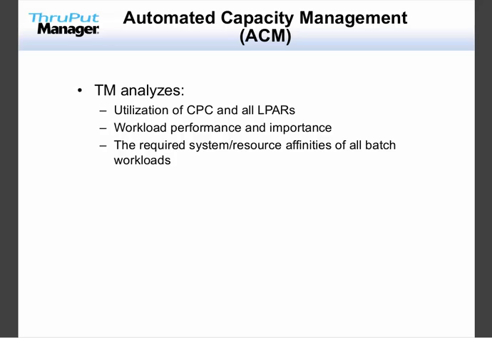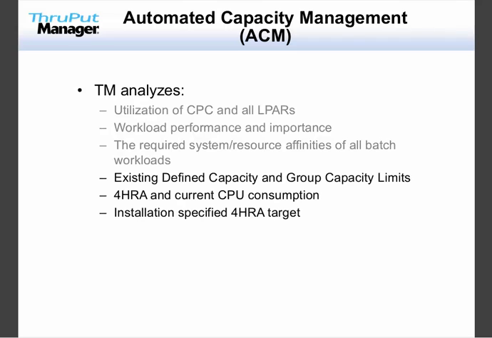So as I just mentioned, ThruPut Manager Automation will analyze the utilization of the machine and all of the LPARs every 10 seconds. We'll analyze the workload performance and importance. So for the techies in the room, we're looking at velocities. We're looking at the performance index of your workloads. And we're making decisions about when and where work should run. We're also aware of any specific system affinities or resource requirements for all the batch workloads so they run on the right systems.